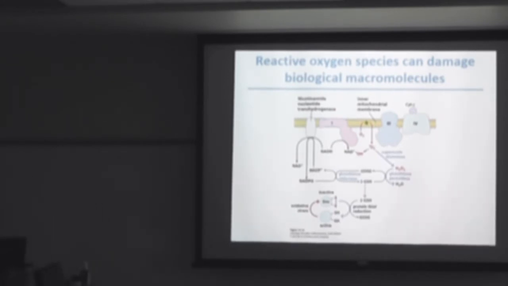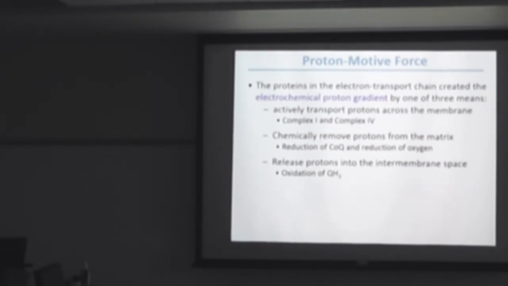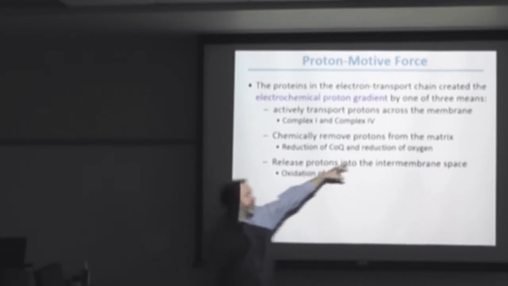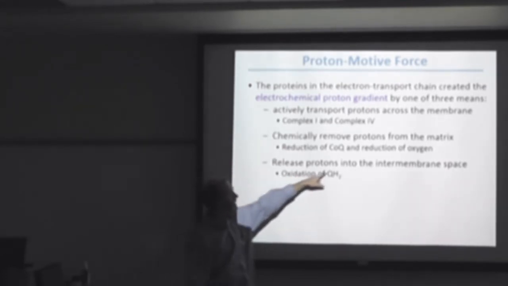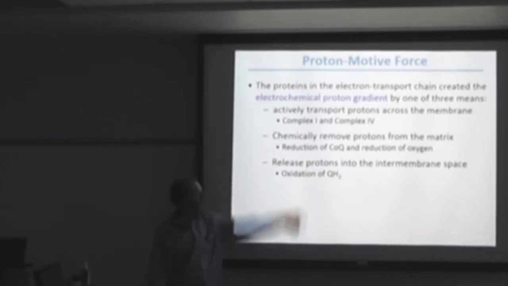So now we've generated all those protons, which is what causes this proton motive force. The proteins in the electron transport chain create the electrochemical proton gradient, and they do that by actively transporting protons across the membrane. Complexes 1 and 4 chemically remove protons from the matrix, and that's the reduction of coenzyme Q, and the reduction of oxygen takes protons from the matrix to make that alcohol and water. And then it releases protons into the inner membrane space with the oxidation of ubiquinol.